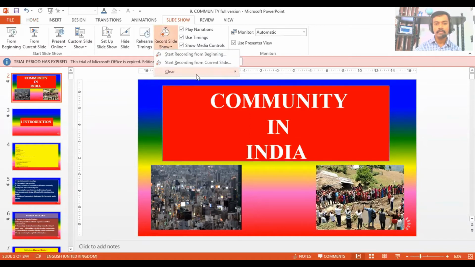Indian communities differ from other countries' communities. The reason is that the Indian community is a traditional one, having villages, cities, as well as different types of regions: Northeast, South Indian, North Indian, like this.